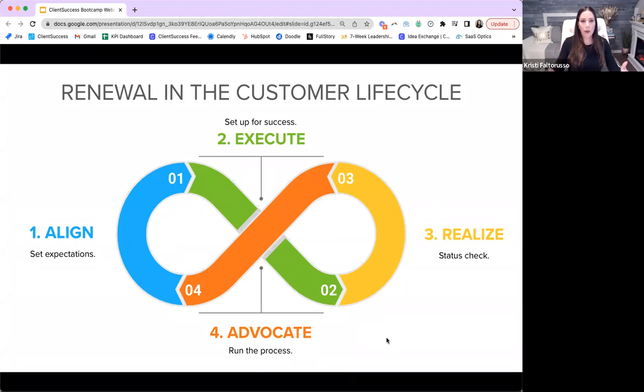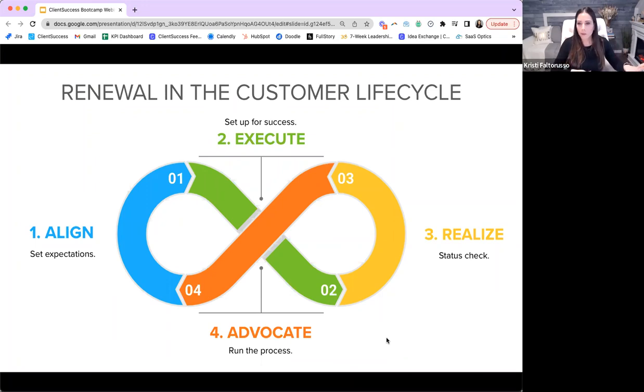So some of you may have seen my customer lifecycle. This is our version of it. We've got 4 stages: align, execute, realize, and advocate. Those are the 4 stages in the client success lifecycle. We did a whole series on customer journey mapping and how to build that, how I built this one here. But I want to map out where the renewal sits in all of these stages, because I will tell you, we are focused on the renewal from day one.